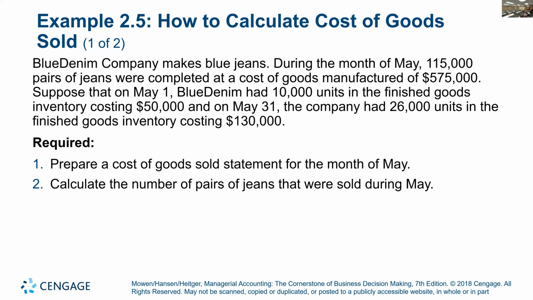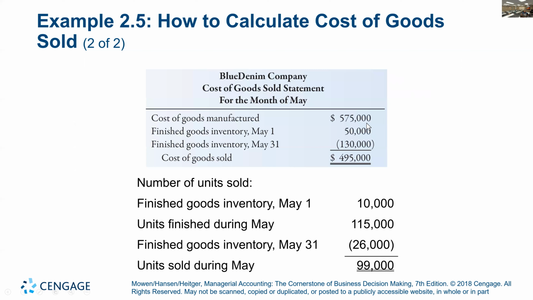A cost of goods sold statement. So we have our beginning. And remember, if we're going to do cost of goods sold here, we're not worried about the units. That's going to ask you to find number two. Cost of goods sold, we're worried about the dollar amount. So we had our beginning inventory of 50,000 plus our cost of goods manufactured of 575,000 minus out our ending inventory of 130,000, telling us our cost of goods sold were 495,000.